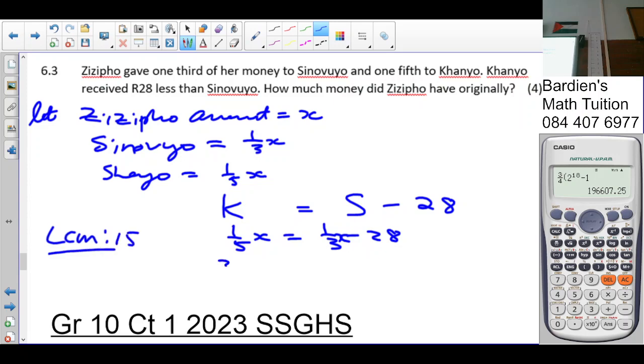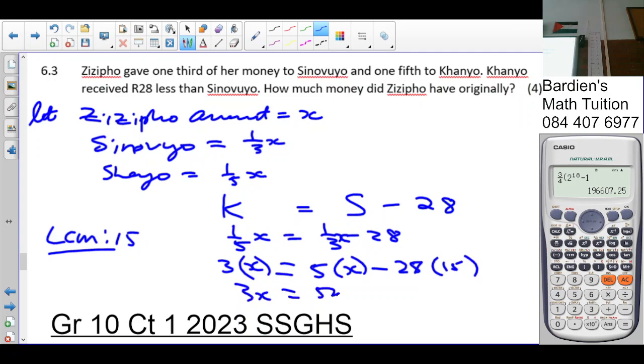15. So you times this by 3. So it's 3 into x. This you must multiply by 5. So you must multiply by 5. And this you multiply by 15. Okay, is that correct? So it's going to give us 3x is equal to 5x minus, what's 28 times 15? 420.